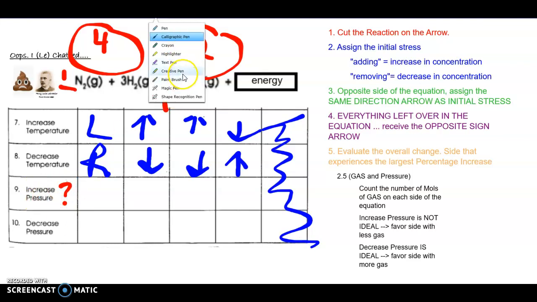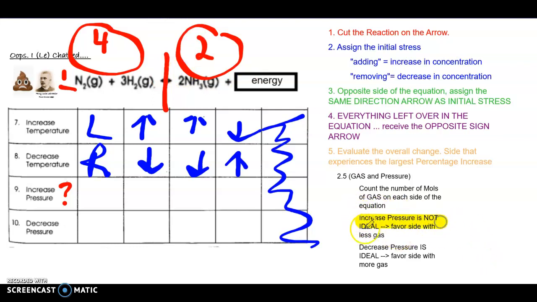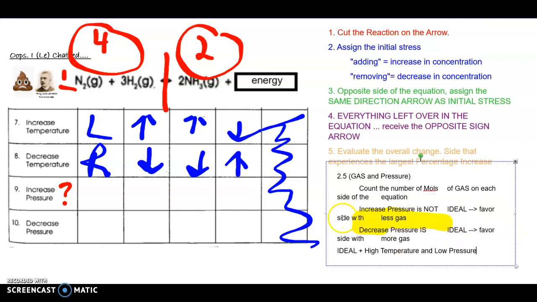So I'm going to go down here because I added this little set of rules in here. If I increase the pressure, that's not ideal. It goes against the kinetic molecular theory. According to the kinetic molecular theory, a gas is most ideal at high temperature and low pressure. Just going to drag this out. High temperatures and low pressures.